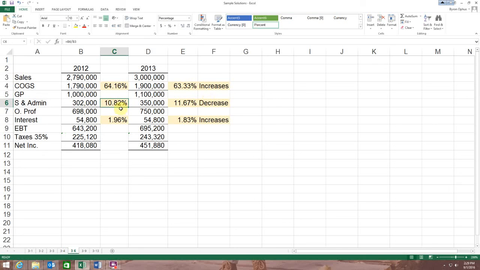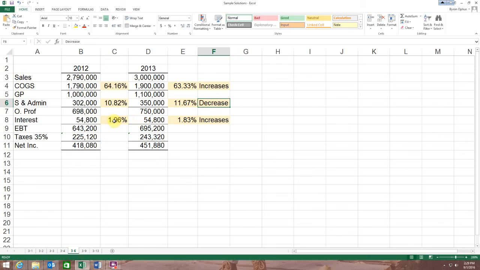I do the same for all of these. My sales and administrative expenses, I simply divide these by my sales to get my numbers. And that's an expense. So again, if an expense goes down, that should increase the profitability. If an expense goes up, that will decrease the profitability. And in this case, the expense went up when I compared 10.82% to 11.67%. So that's going to decrease the profitability.